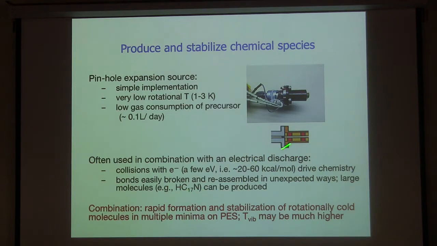Now, the point here is, as the expansion occurs, you rapidly cool and collisionally stabilize all this chemistry, and we do it in multiple minima on the potential energy surface. So even though these molecules are rotationally very cold, they can be up tens of kcals above ground. Probably the best example is the 4 isomers of isocyanic acid, which is one of the first polyatomic molecules found in space. There are 3 high-energy isomers that go up to isofulminic acid, which is 84 kcals above ground. With standard precursors, you can see all 4 of those isomers in our experiment, even though the rotational temperature is very cold.